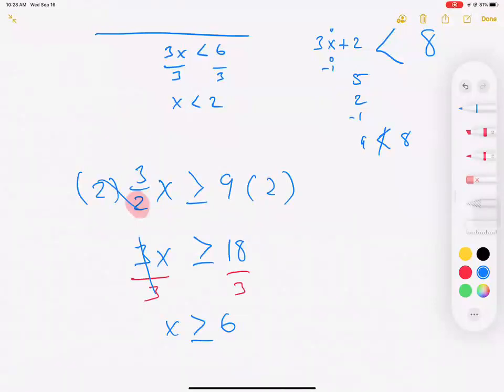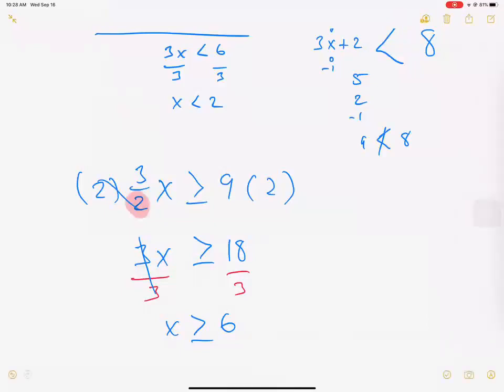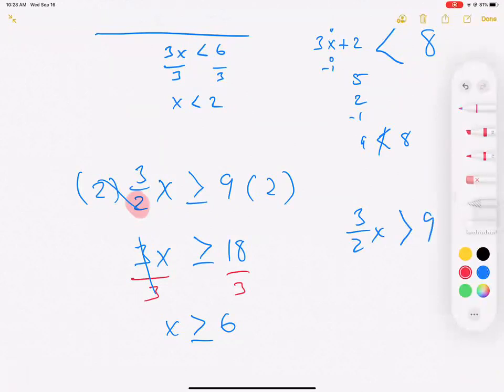So we could always do this as a 2-step problem. Get rid of the division. Hey, that's a 3x now. Then get rid of the 3. But there's a faster way. 3 over 2x is greater than 9. Now, we can do this all in one move. The opposite of divide by 2 is times 2. The opposite of multiply by 3 is divide by 3. And if you remember, you've seen this before, the 3's divide out and the 2's divide out, leaving me an invisible 1.